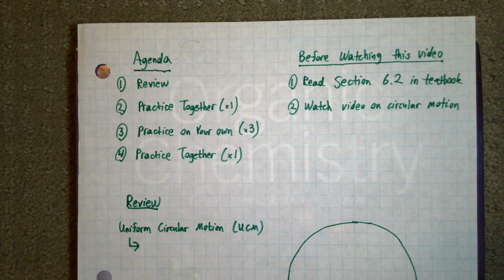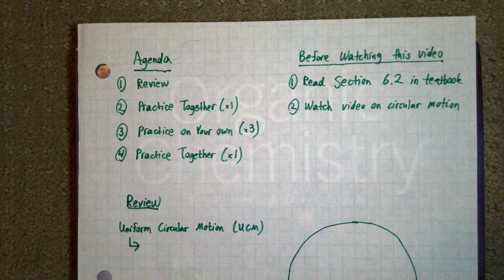Our agenda for covering section 6.2, circular motion, is to review circular motion, the basic ideas, the most important ideas. Secondly, we'll practice one problem together. Third, you'll have 3 practice problems that you can do on your own. And then fourth, we'll do another relatable practice problem that you see in your everyday life.